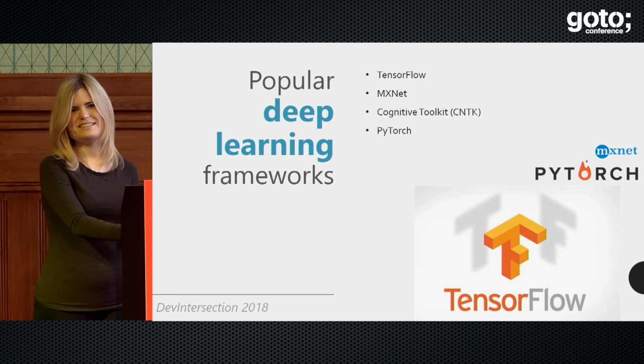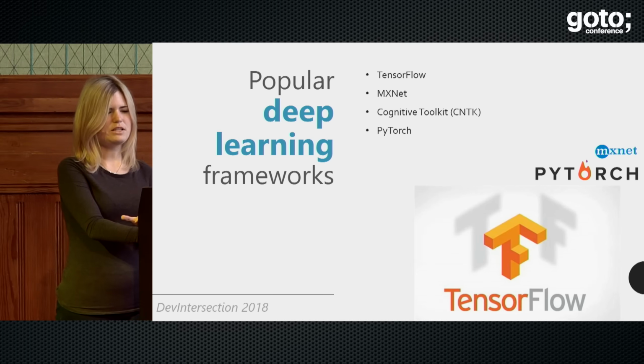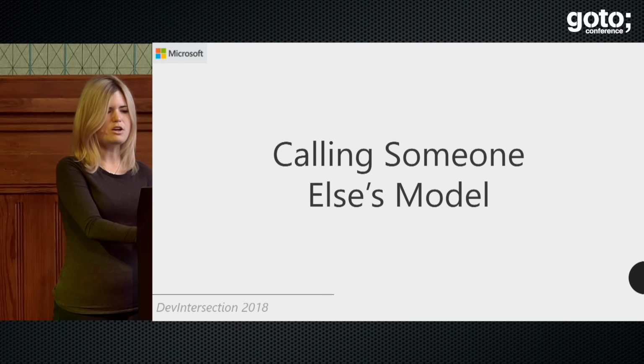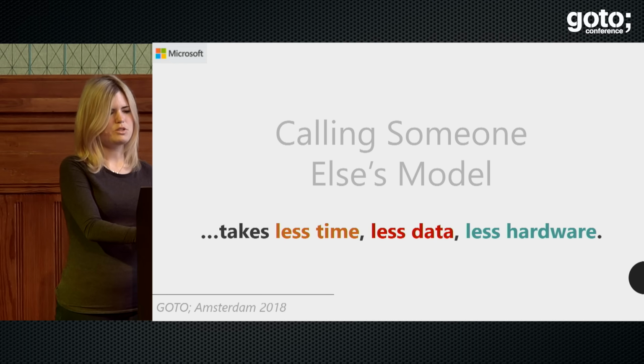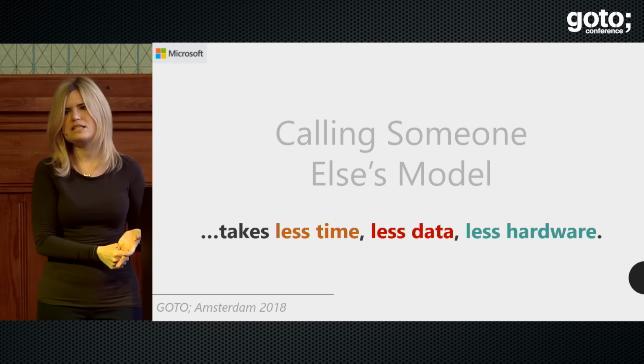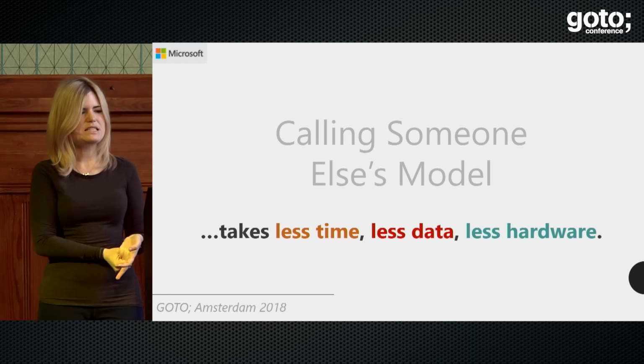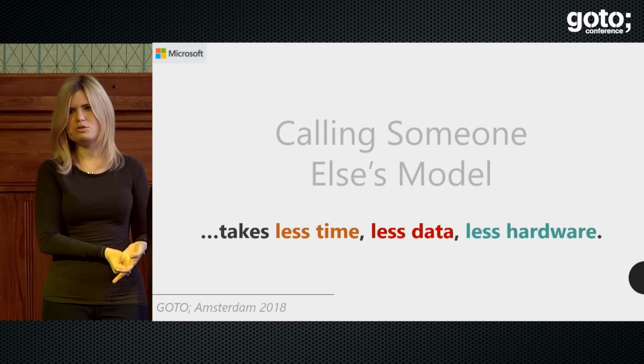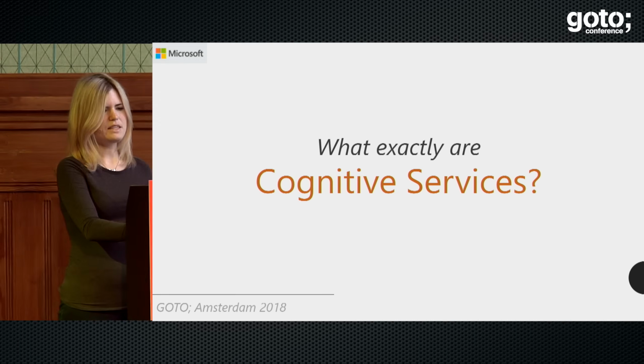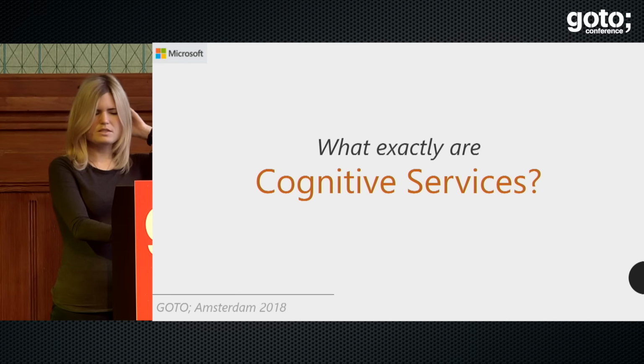But again, if you don't want to have to worry about building it all yourself, you can just call somebody else's model, which usually takes less time, less data, and less hardware. Usually no time, no data, and no hardware. And that's where we get into cognitive services.